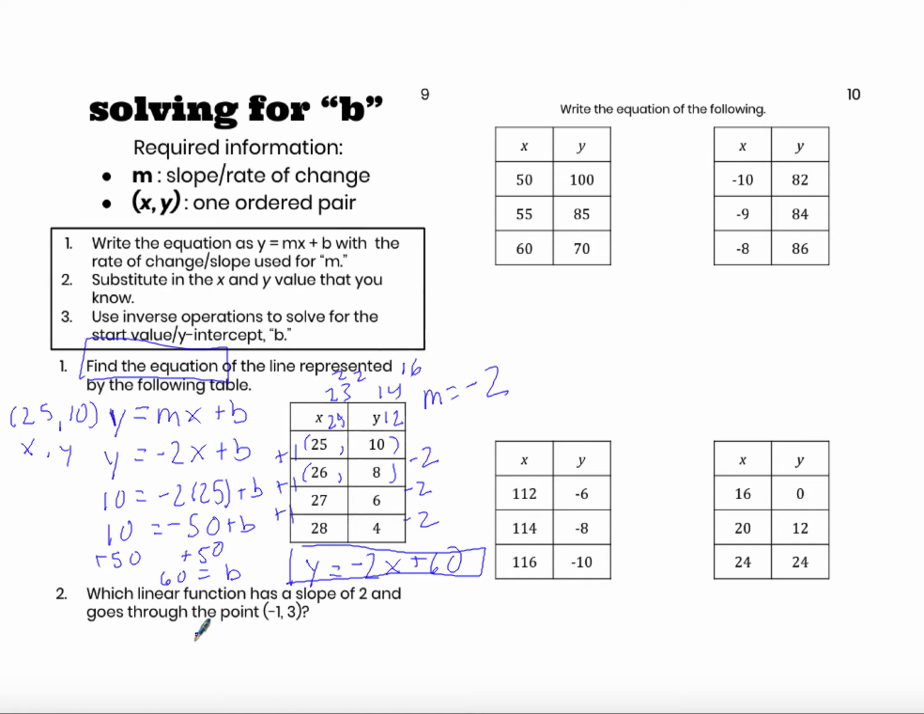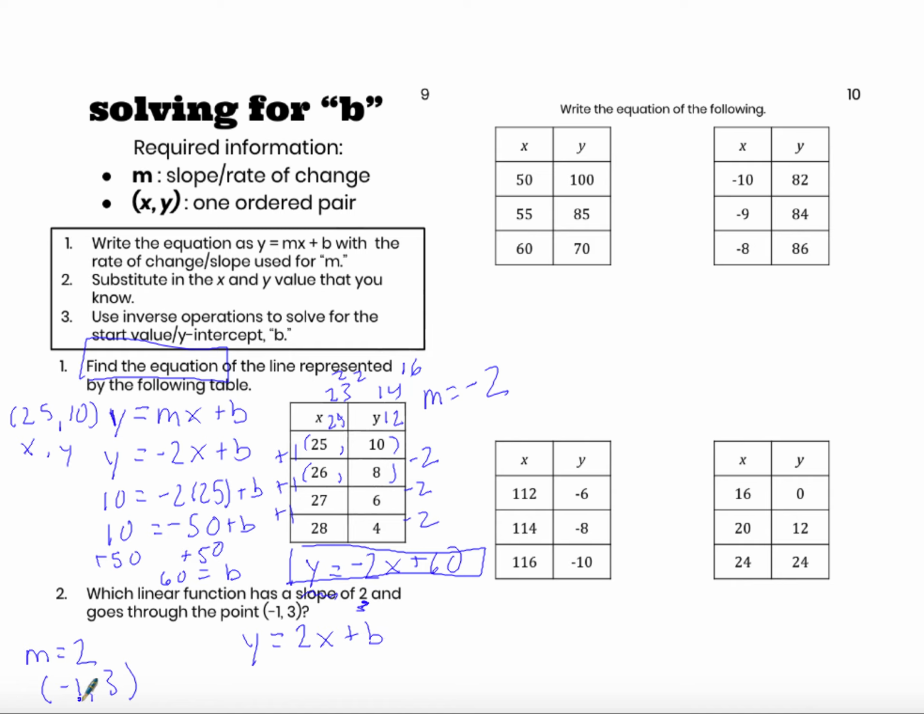Another way I could be asked to solve for b is I could straight away be given the rate of change. I'm sorry that it says slope here. We haven't gotten there yet. Summer school error. So I'm given the rate of change of 2, and I'm given a point. This is just a more direct way of asking me to solve for b. So I know y equals 2x plus some start value.